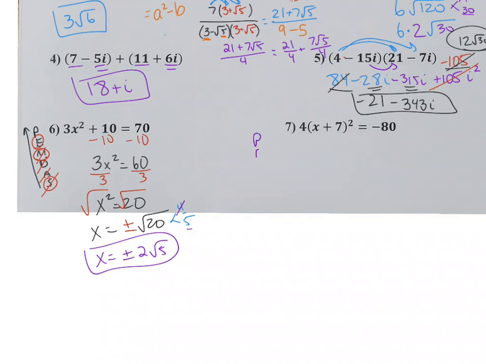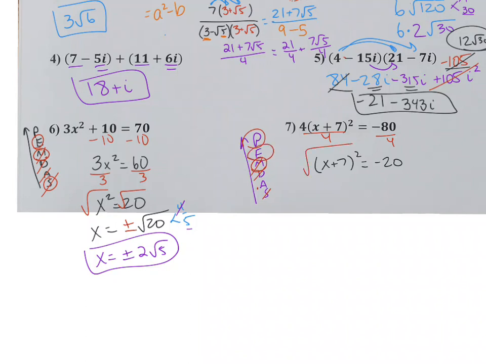7, the exact same concept. PEMDAS backwards if I'm lost. There's no subtraction. There's addition, but really it's inside the parentheses. There's no division. There's multiplication. Remember, I tell you to get rid of multiplication by division. So I end up with x plus 7 squared equals negative 20.